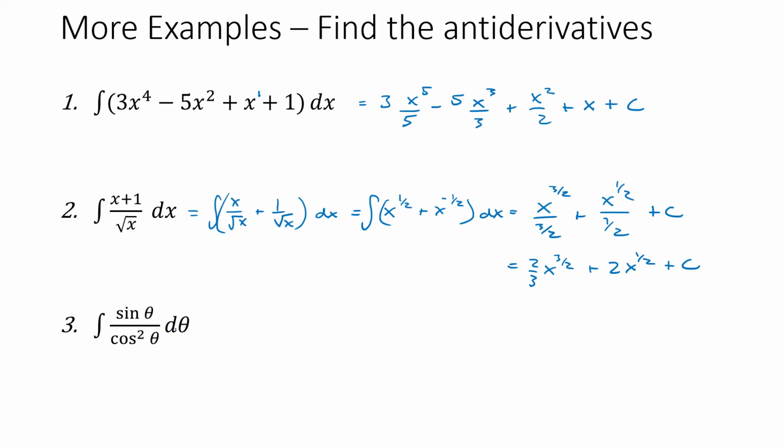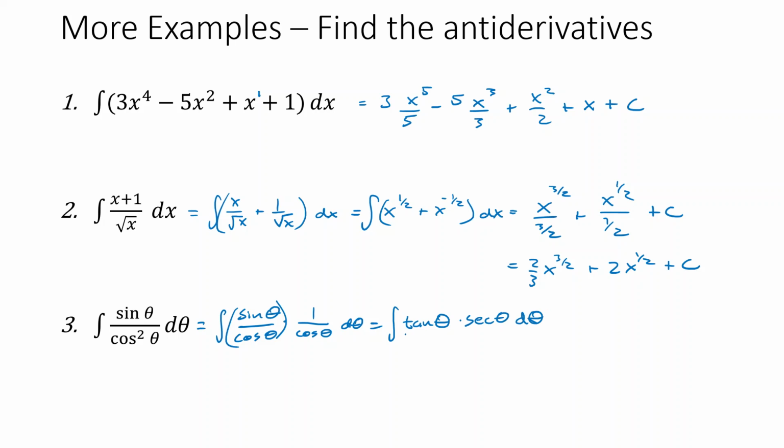There we go. Here, we don't have any rules for this, but we can try and simplify this using trig rules. So we can say maybe that this is sine of theta over cosine of theta times 1 over cosine of theta d theta. And these two together, sine over cosine, that's just tangent. I haven't done any integrating yet. I'm just doing trig rules. And 1 over cosine is secant.